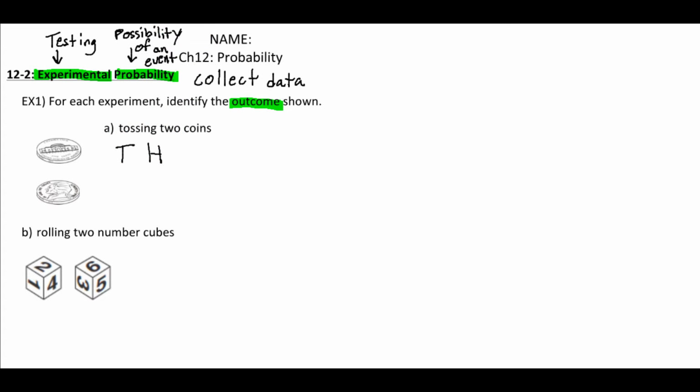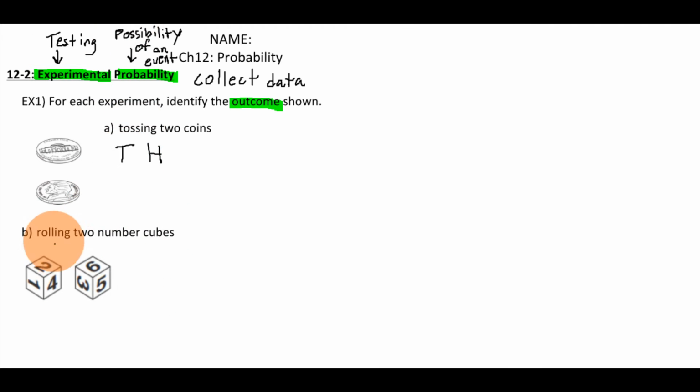Now, some people may like to separate their information with a comma, and some people might even like to house their information using parentheses or brackets. You don't necessarily have to do that for every experiment that you run. So the capital T, the capital H is sufficient enough. Let's look at the next example here.